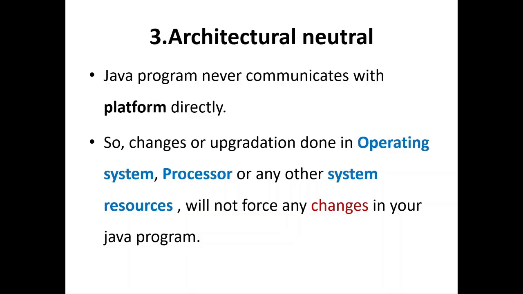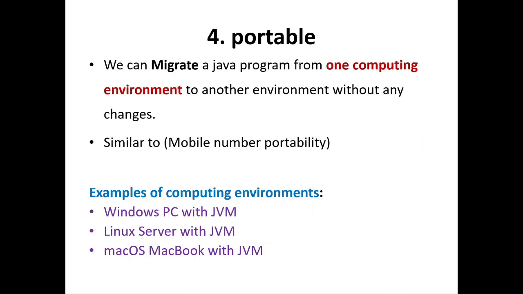Java program will not communicate directly with the operating system or hardware or processor or anything else. It communicates only with help of Java virtual machine, which is there in all the platforms. So we can say Java program is architecture neutral. The changes made in the architecture is not going to make any impact in the Java program. So that's why it's called architecture neutral and portable.